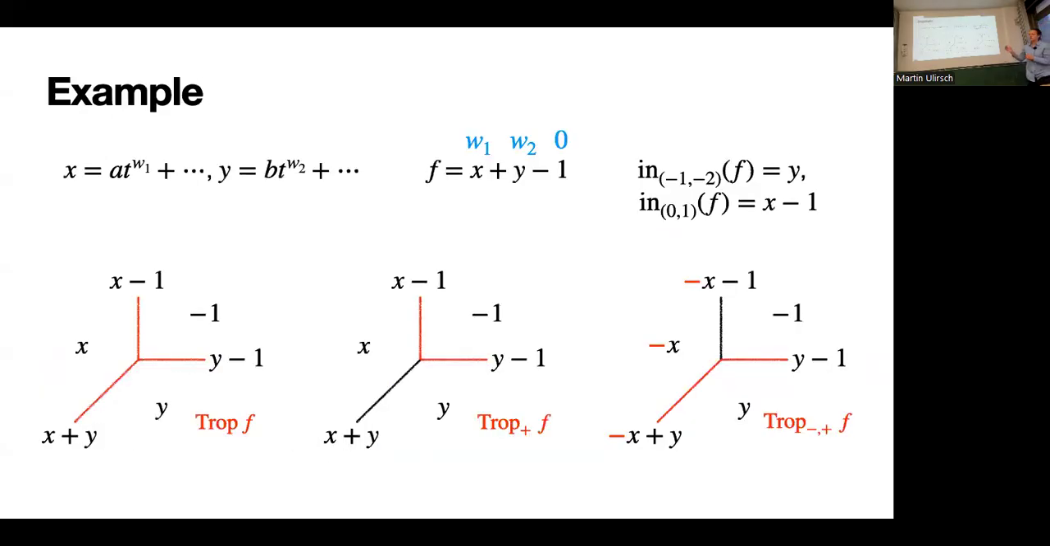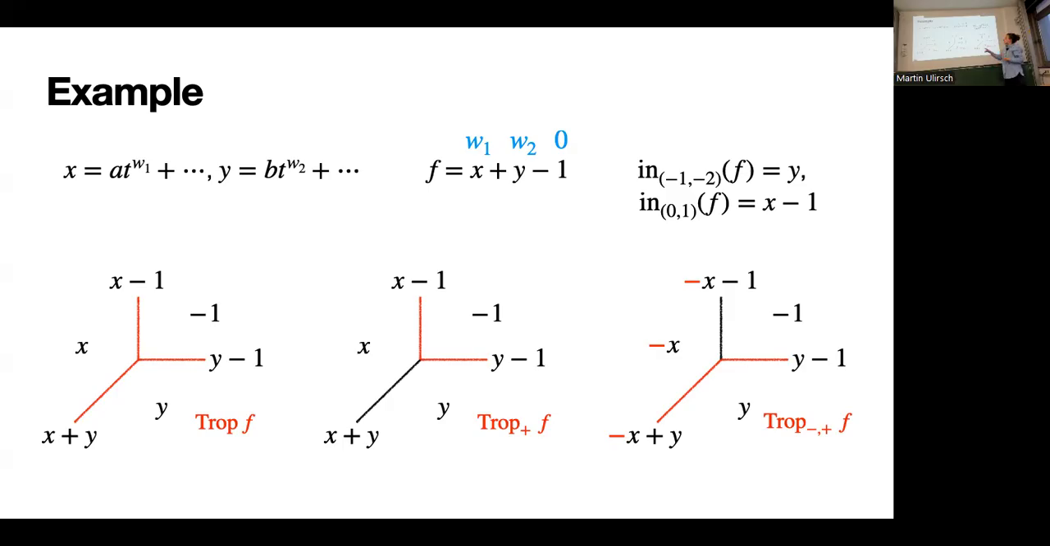Okay, so here's an example. I have a weight w1, w2, and a lift of it looks like two Puiseux series. So x equals a t^w1 and y is b t^w2. And in the tropicalization, I get these initial ideals, and I leave out the ones that are monomials. So I get these three rays.